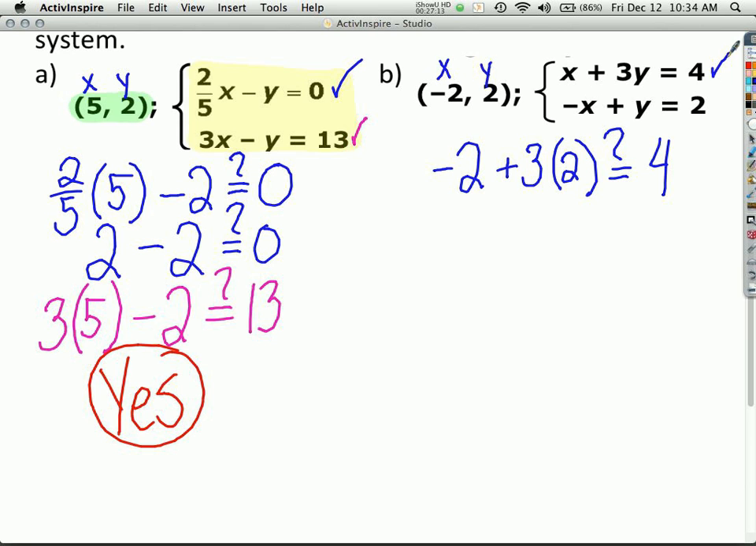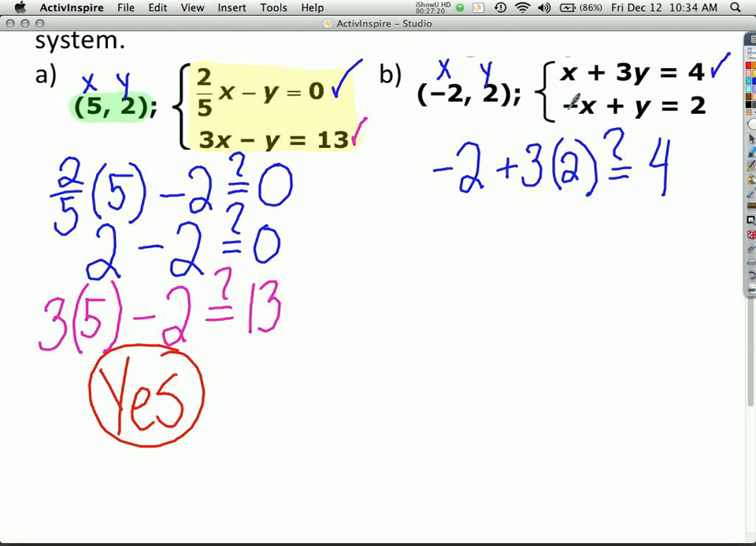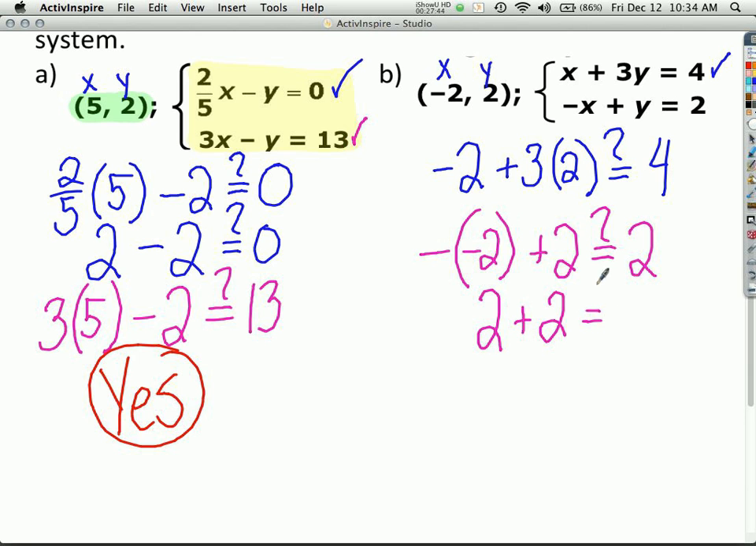But now we have to see if it's a solution to the other one. So now, this is a little confusing right here. -x, the opposite of x. So here's how you write that. The opposite of x plus y, does that equal 2? Well, what's the opposite of -2? Cameron? 2. So this is really 2 plus 2. Does that equal 2? No.